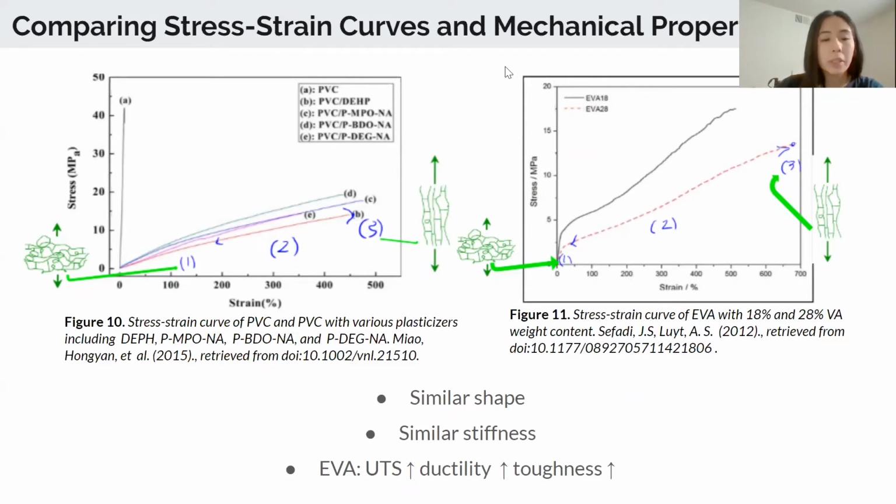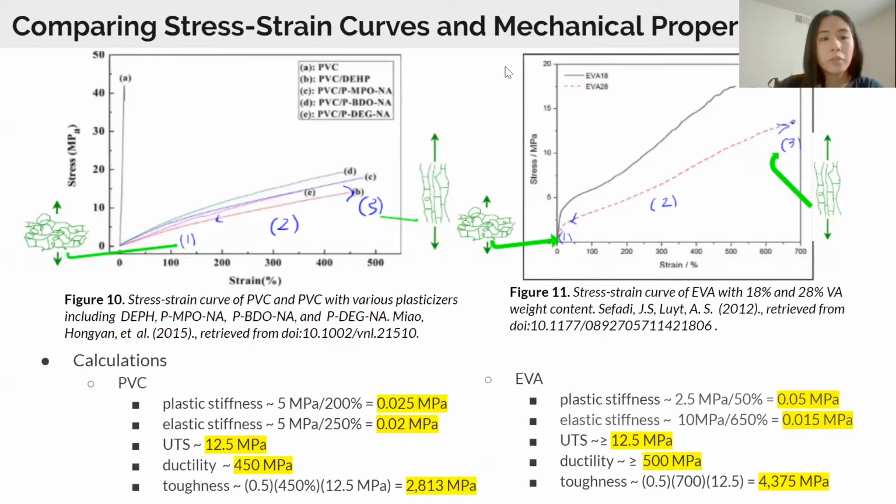This makes sense because both materials should be similar in how their mechanical properties affect their function as a blood bag. EVA can have up to 45% VA weight content, so EVA will generally have a higher ultimate tensile strength. EVA is more ductile and has a higher toughness. Differences in these mechanical properties are not necessarily important because blood bags do not typically experience deforming mechanical forces. Calculations for each mechanical property can be found here.